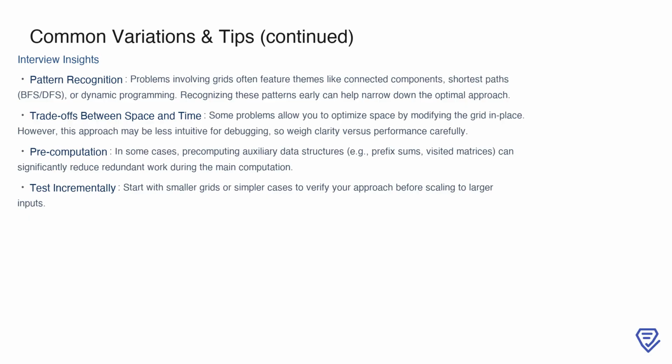Pre-computation is another valuable technique. By calculating auxiliary data structures such as prefix sums or visited matrices upfront, you can eliminate redundant work later on, making your solution more efficient. Finally, always test your code incrementally. Start with smaller grids or simpler cases to verify that your algorithm is working as expected before scaling it up to handle more complex or larger inputs. These strategies will not only improve your solution but also demonstrate to interviewers that you understand how to approach problems methodically.